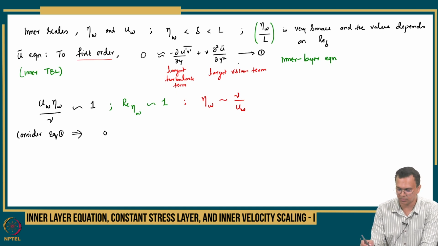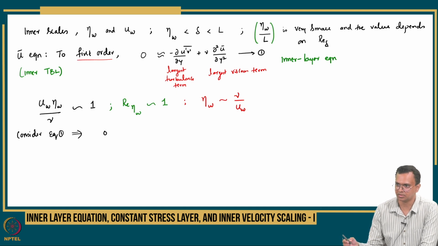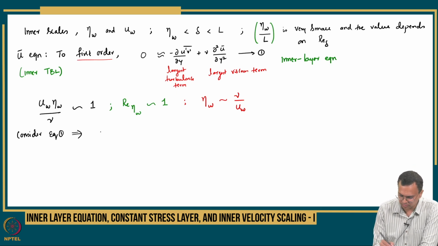Now I cannot integrate equation 1 because there are still second order terms. So I would like to consider the limit Re delta tends to infinity, what would happen then? In the limit Re delta tends to infinity, eta w by L will become 0. It is small now and it depends on Re delta. When the scale separation becomes so large, in the limit Re delta tends to infinity, eta w by L becomes 0. Okay. So we will consider this.